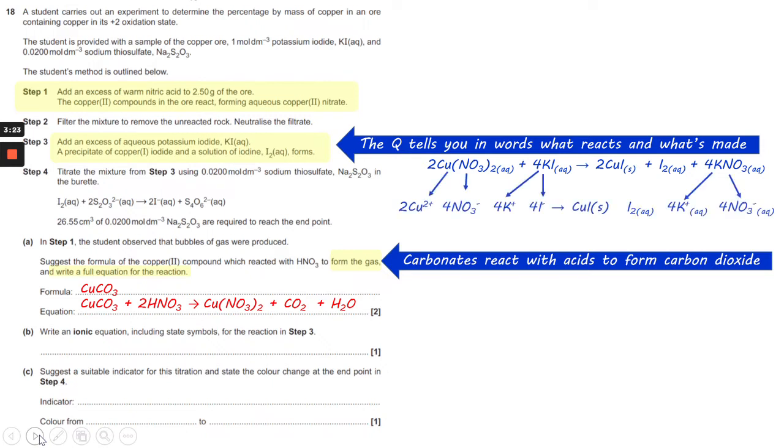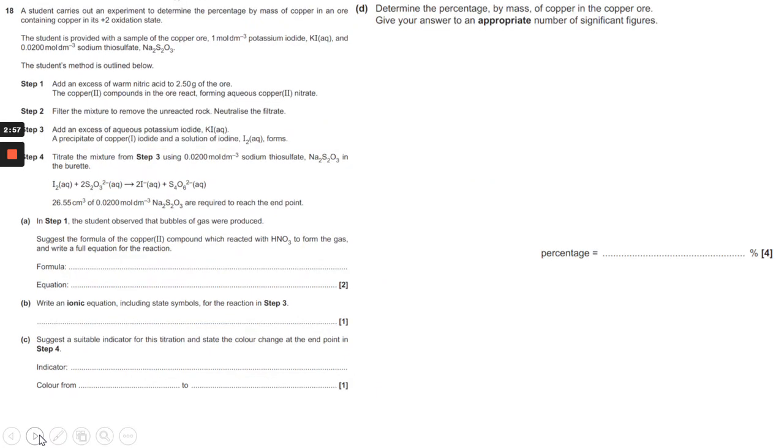So the next thing to do is to break everything that's aqueous into its ions, apart from the iodine, of course, which is covalent, and then we can get rid of anything that turns up on both sides, which allows us to put the appropriate ionic equation in. A suitable indicator for this titration, which is an iodine-based titration, is obviously going to be starch solution, and if you recall, the colour goes from blue-black to colourless.